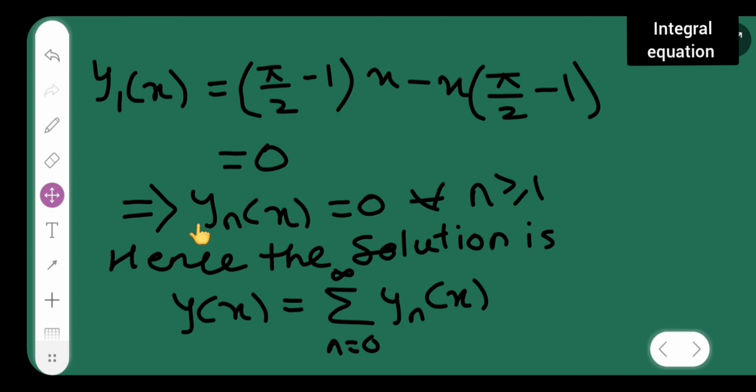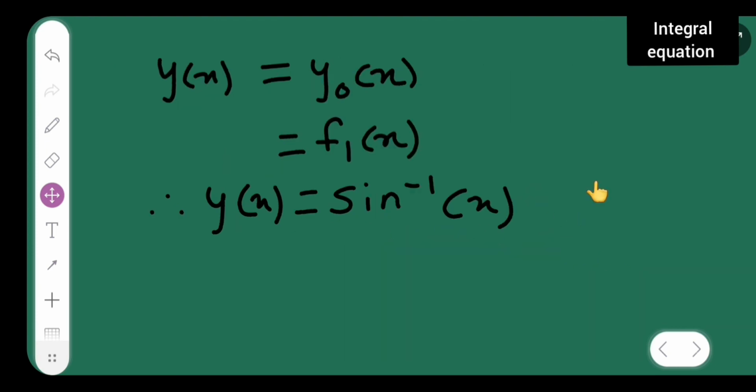And now this implies yn of x is equal to 0 for all n greater than or equal to 1. Hence the solution is y of x equal to the summation of n equal to 0 to infinity yn of x. Now yn of x is equal to 0, I got, hence this is the solution. Next I'll turn the page.